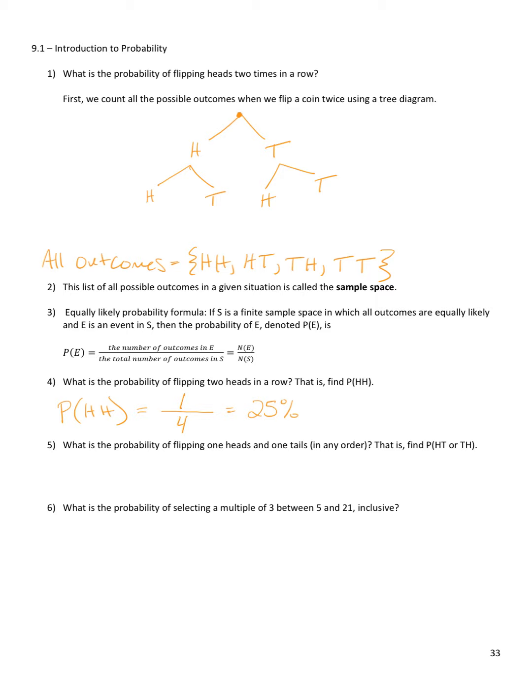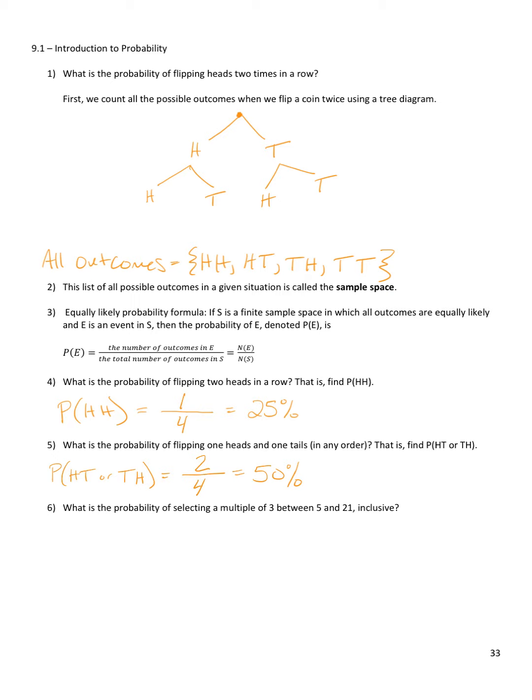And what is the probability of flipping 1 heads and 1 tails in any order? So we want to find the probability of heads, tails, or tails, heads. Okay, so out of 4 total possibilities for the outcomes, 2 of them have 1 heads and 1 tails. So 2 out of 4 of the possibilities, or 50% probability.